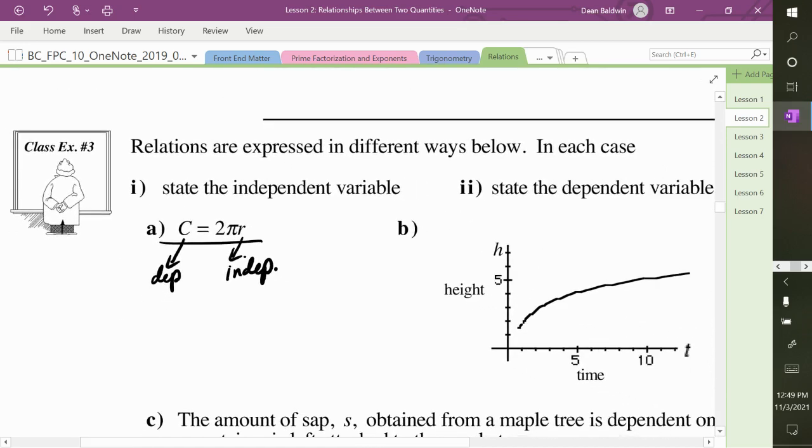What about the graph? You have two variables, time and height. Which one is independent? Time is independent and height is dependent. Exactly, because the independent always goes on what axis? The x-axis, which is the horizontal. So this is independent, and this is dependent.